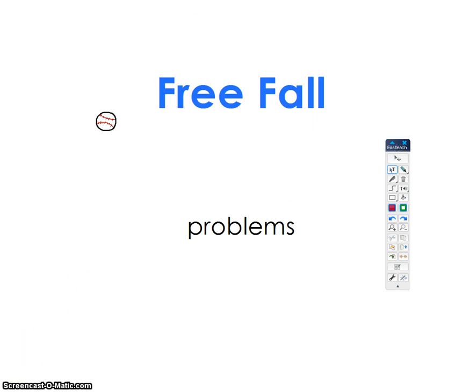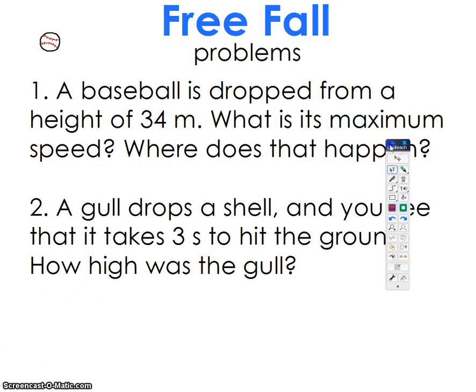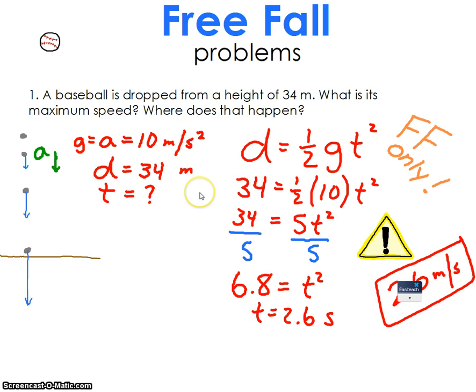Let's do some problems. Here they are. Pause the video, maybe try them yourself. Here comes the solution to number 1. If the baseball's dropped from that height, here's my motion map. I can see there's no velocity in the beginning. This height that's represented is from here at the top, here at the bottom, to the ground.